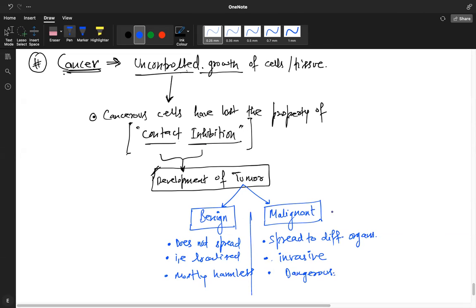In case of cancer, only malignant tumors are called cancerous tumors. If it is a benign tumor, we do not call it a cancerous tumor. Cancer can never be benign. Cancer is only malignant. That's why it's a deadly disease, and cancer causes a lot of death. Is it clear, everyone? So benign and malignant both are clear.